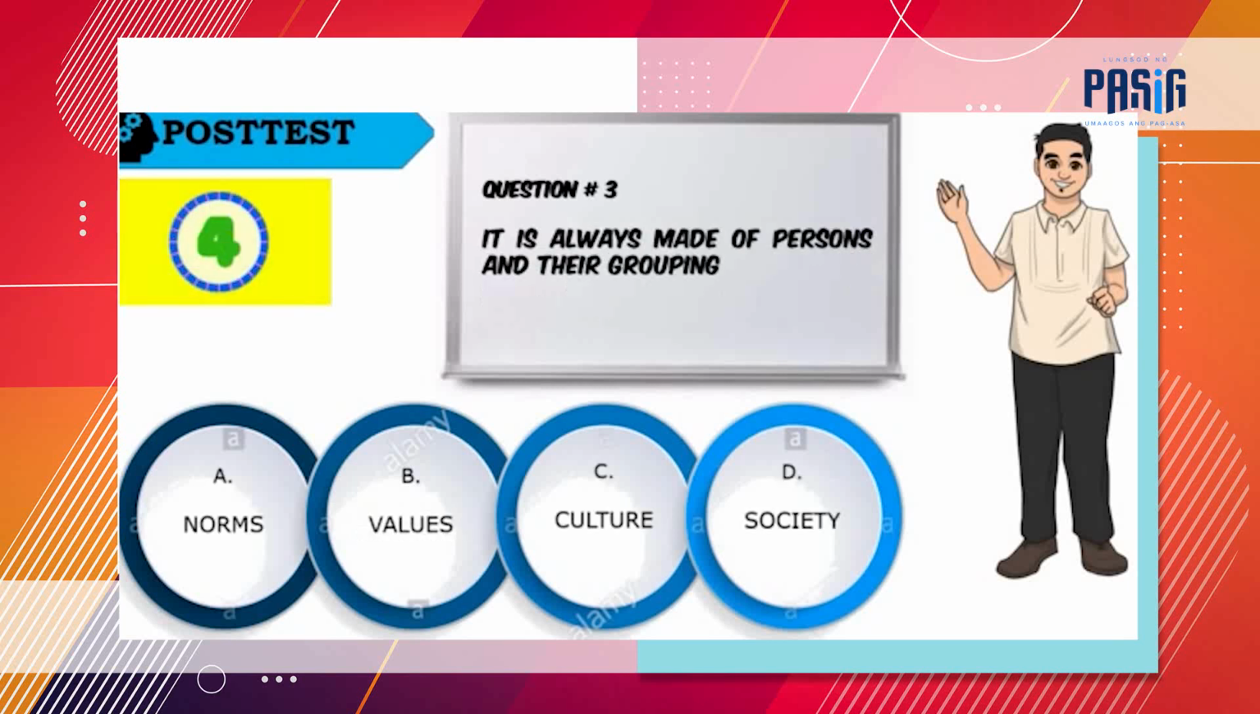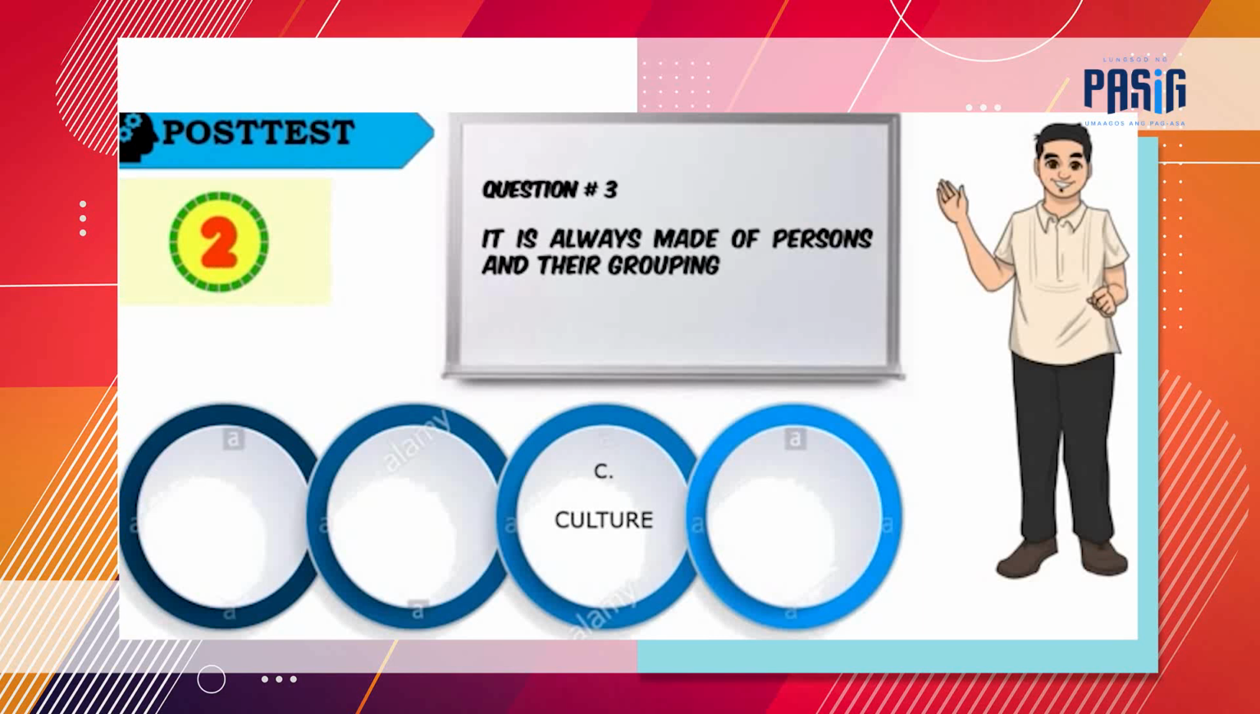Question number 3. It is always made of persons and their grouping. The choices are A. Norms, B. Values, C. Culture, D. Society. The correct answer is letter C.